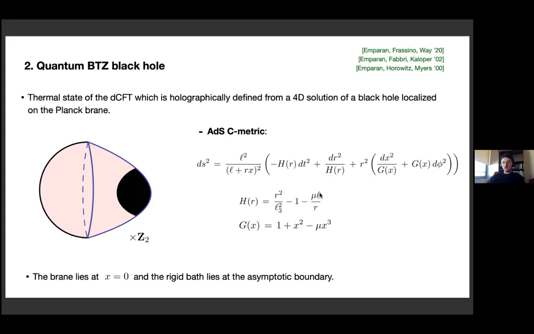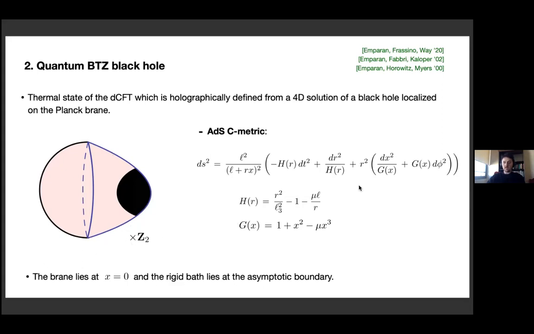So L, from the brane perspective, is the scale of the effective field theory, and it controls the quantum corrections of the CFT. It's proportional to the effective coupling. So L over L3 is the effective coupling. And also in this 4D picture, this L controls the inverse tension of the brane. So taking the effective coupling to be very small is equivalent to taking the brane very close to the asymptotic boundary of AdS. And this is the regime of parameters that we want to study for the brane perspective to make sense. So in these coordinates, the brane lies at x equals 0.